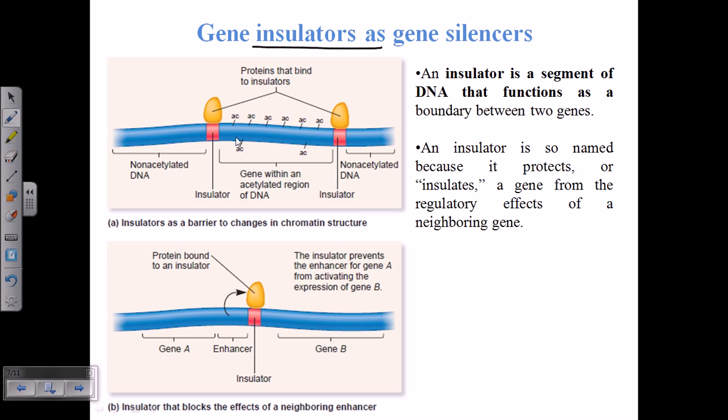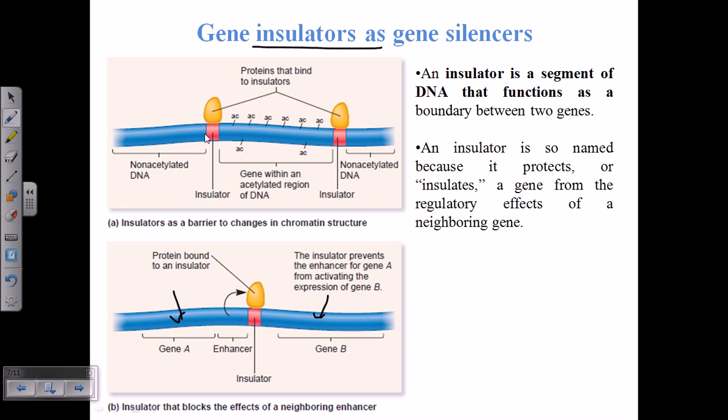Now these insulators are nothing but a segment of DNA that functions as a boundary between two genes. For example, here this one is gene A, here this one is gene B, and in between we have a boundary of DNA sequence. Some DNA sequences, but they are not any coding sequence, just a sequence. These are called insulators.